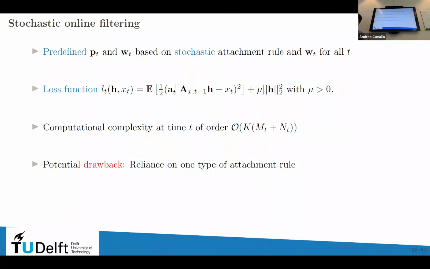All right, and you have stochastic online filtering. In this case, you fix a predefined PT and WT. What this basically means is, as long as the algorithm keeps running, you fix, okay, my PT is always going to be uniform attachment based, or my PT is always going to be degree based attachment. The rule itself will not change, but the values in the PT will change because the graph is growing, right, based on the existing structure. So the rule is not changing. And now again, we have this expectation on the loss, and then we do projected gradient descent again. But the potential drawback here is that since you fix your PT and WT, or the attachment rule, you don't get the chance to update it later, maybe.